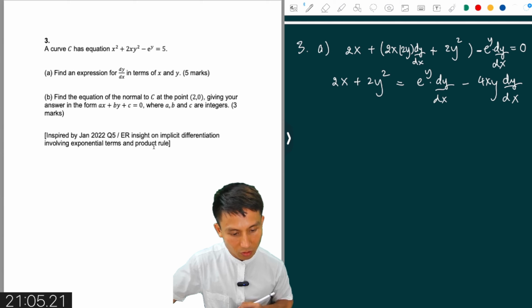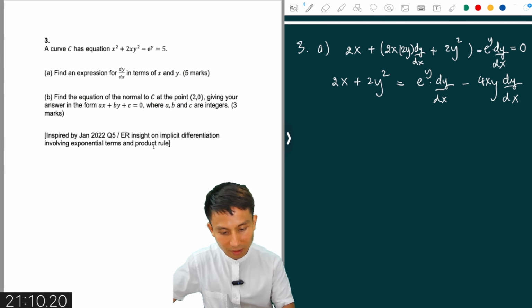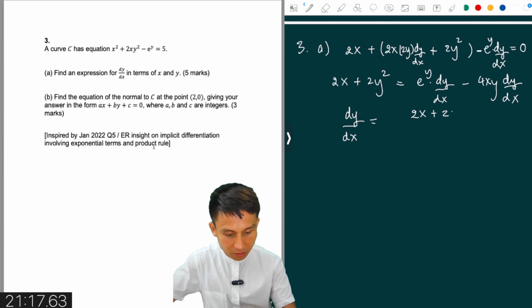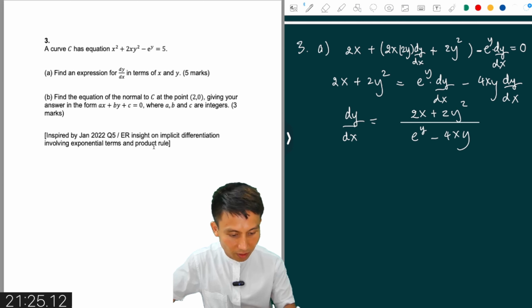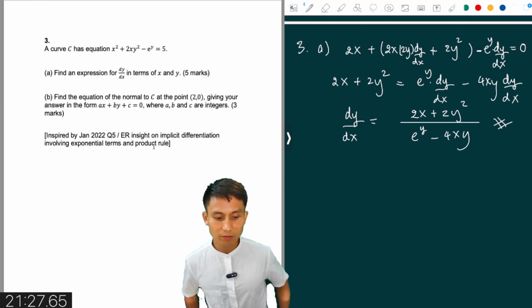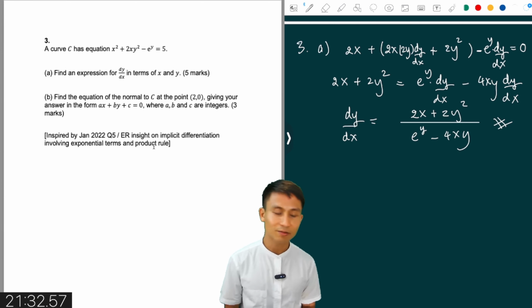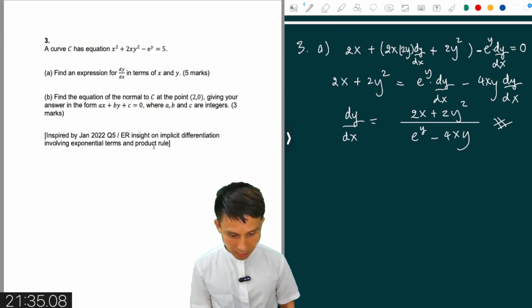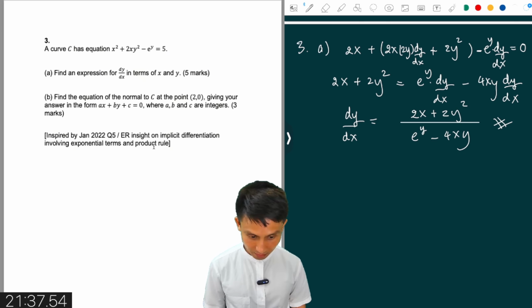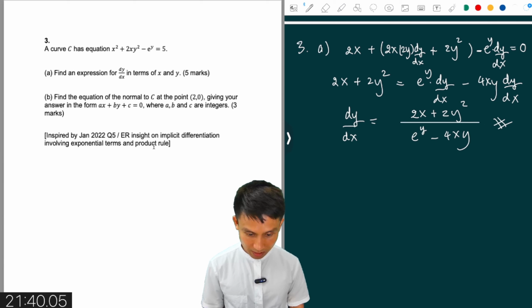All right, so let me check if everything is fine. I didn't make any mistake there. So dy by dx as the subject would be 2x plus 2y squared divided by e to the y minus 4xy. That's it. I don't think we can simplify anything further. You can pull 2 out, but there's no point because it doesn't simplify anything. And that would be the answer there. Let me check again. Yeah, I'm happy with that.